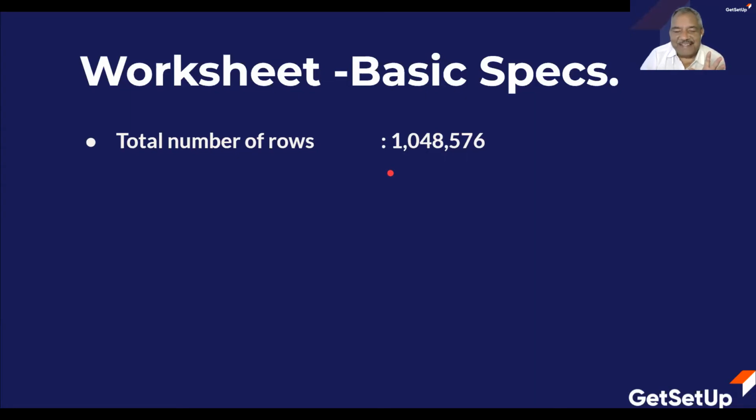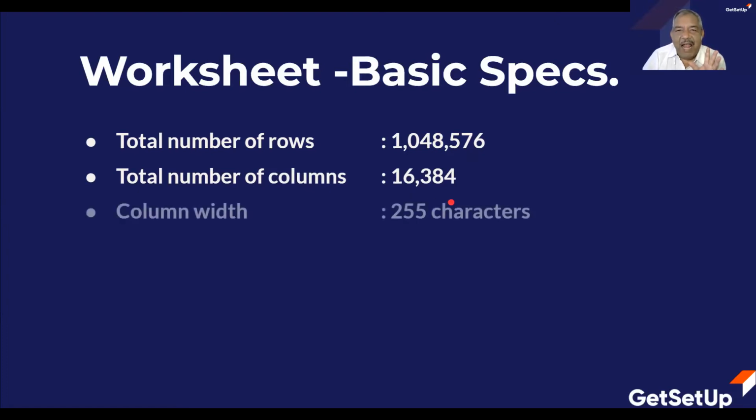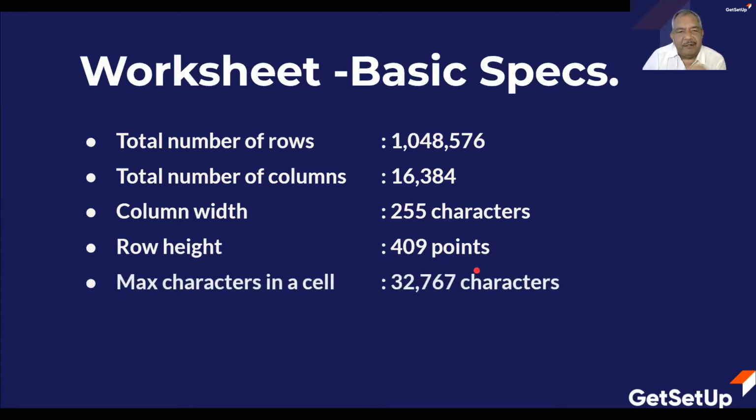Don't get overwhelmed by this, but that is the number of rows there. Similarly, the number of columns is 16,000 plus columns. The width of a column can be up to 255 characters. The height is 409. This is just to give you an idea of the basic specifications of Excel. In a cell, we can place 32,000 characters.